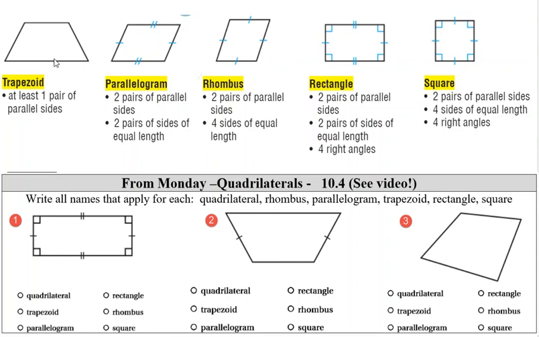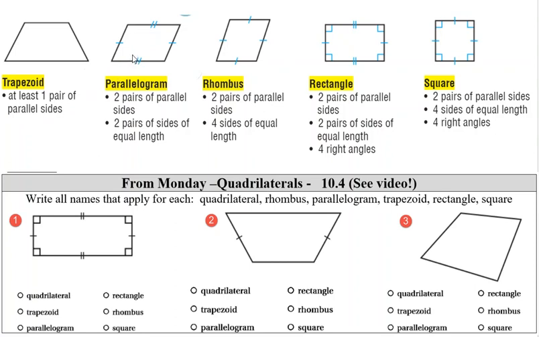For example, this is a trapezoid because it has at least one pair of parallel sides. But that also makes this a trapezoid, this is a trapezoid, this one's a trapezoid, and that one is a trapezoid. They're all trapezoids because they have at least one pair of parallel sides.